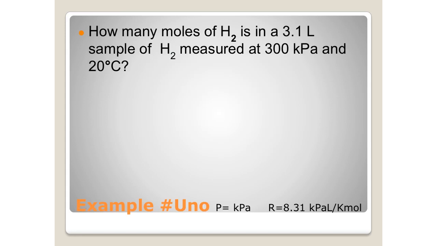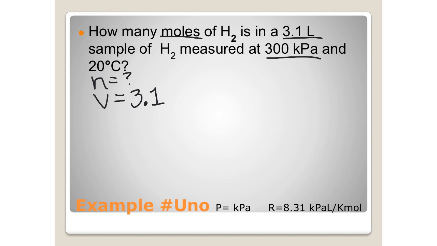And so now we're going to go ahead and fill out our variables and then solve for what's missing. So right away, I can tell that I don't have moles. So my N is my question mark or my X. It says that I have 3.1 liters. Liters is a volume, and it's in liters. And so I don't have to worry about converting it to liters, because volume always has to be in liters.